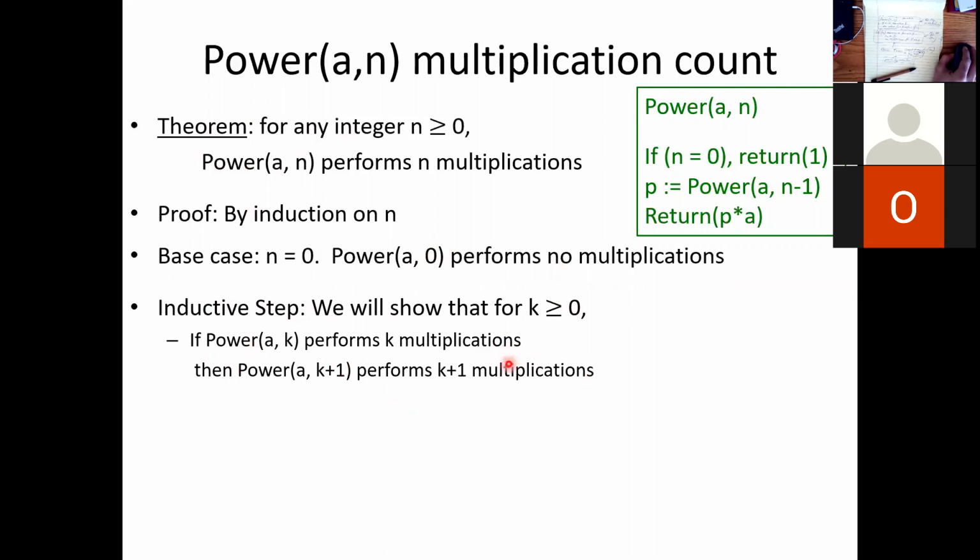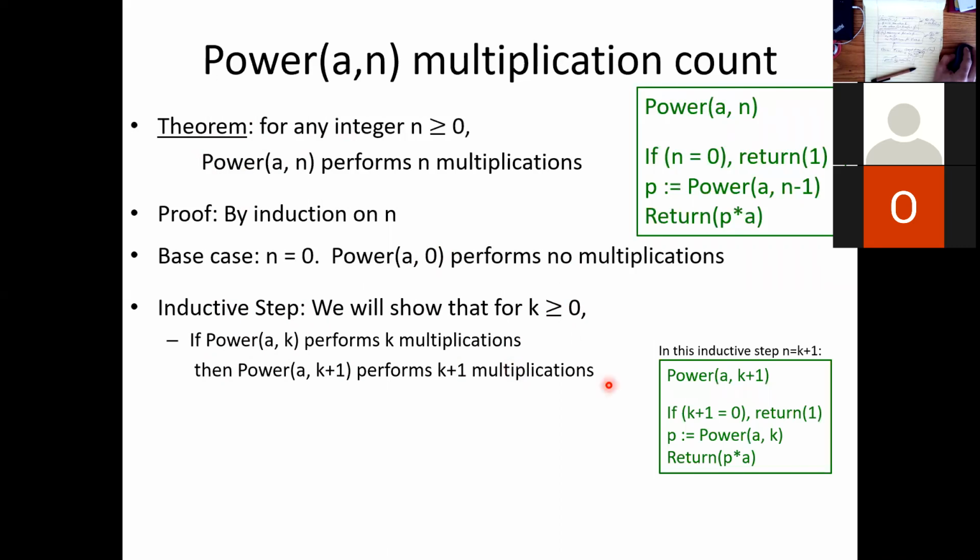So let's remember again what this algorithm really did. If we want to argue that power of a k plus 1 performs k plus 1 multiplications, then let's see what it does. It will skip the base case, because k is greater or equal to 0, so this is not true, and it will just hit the recursive case.